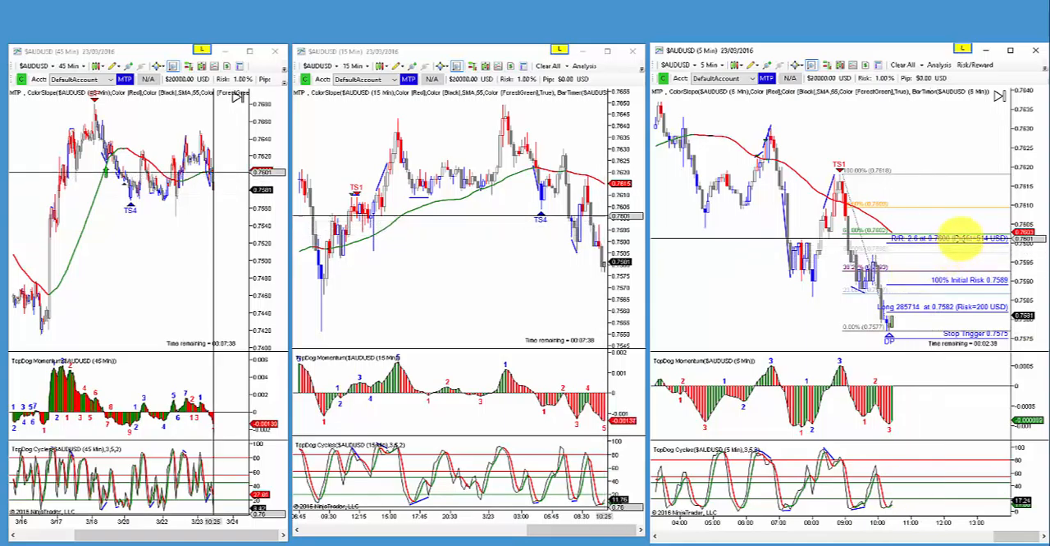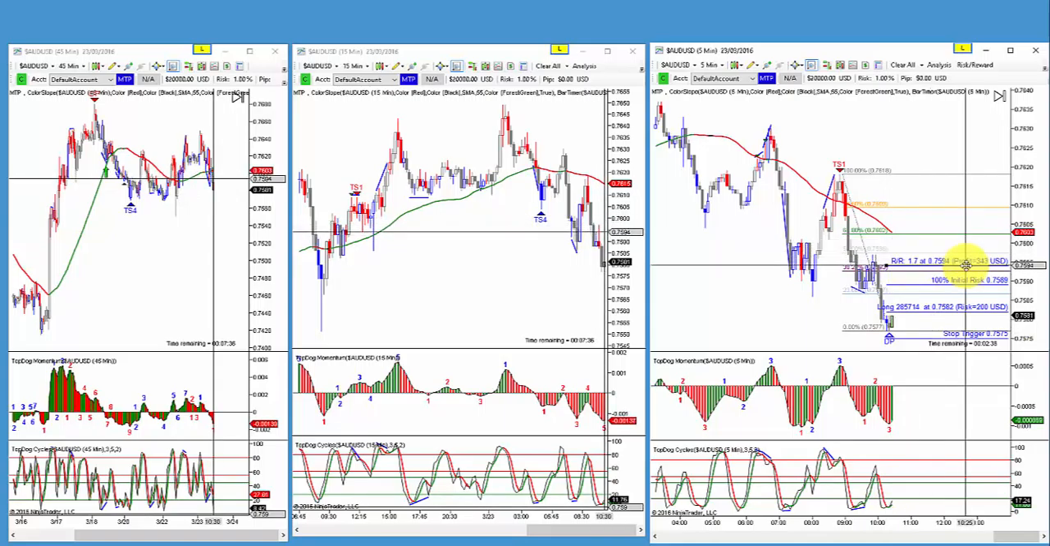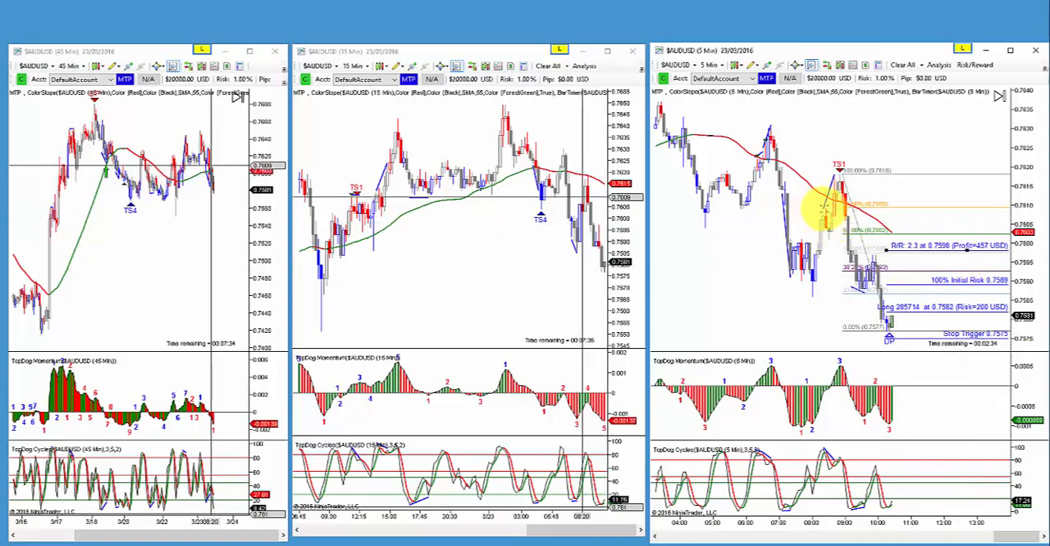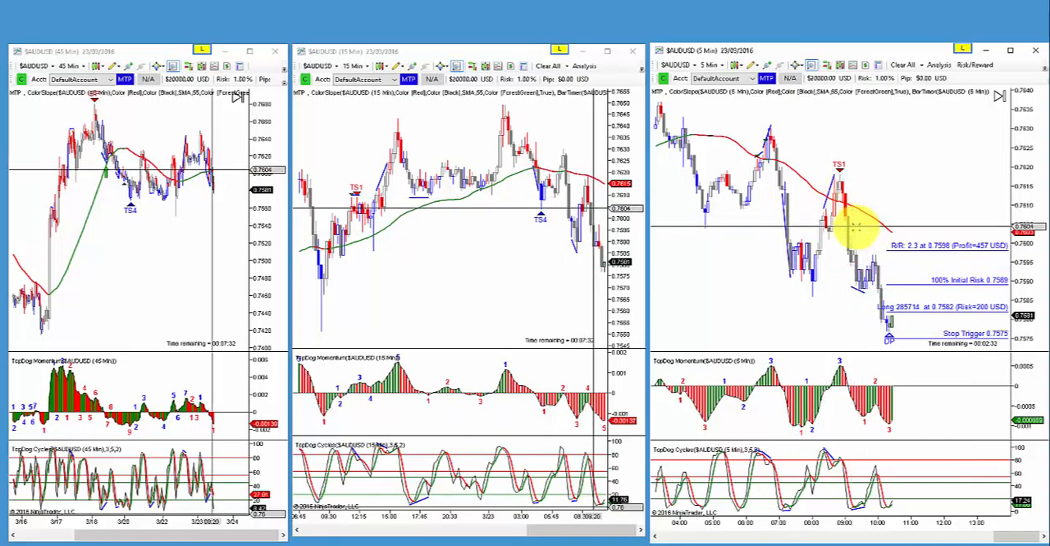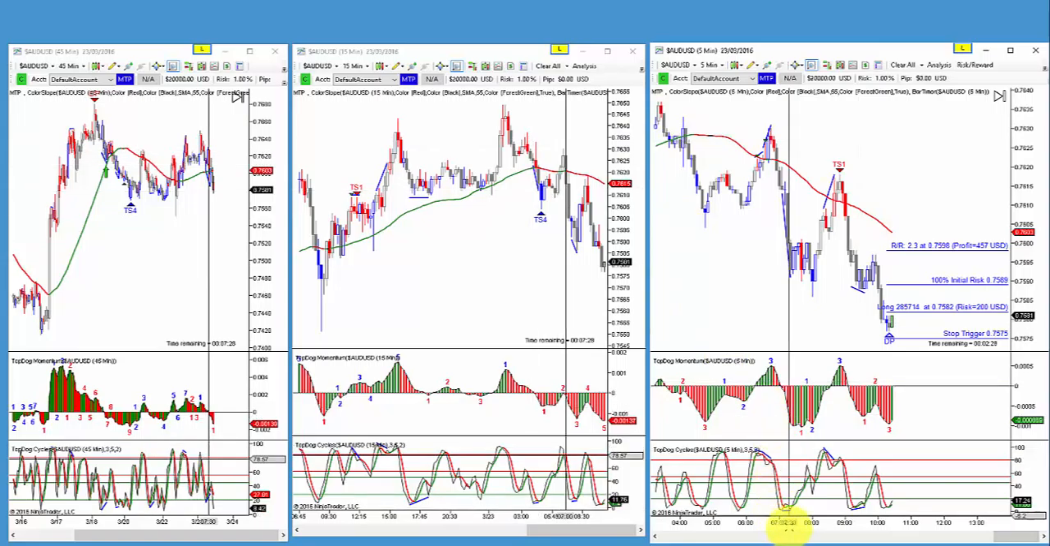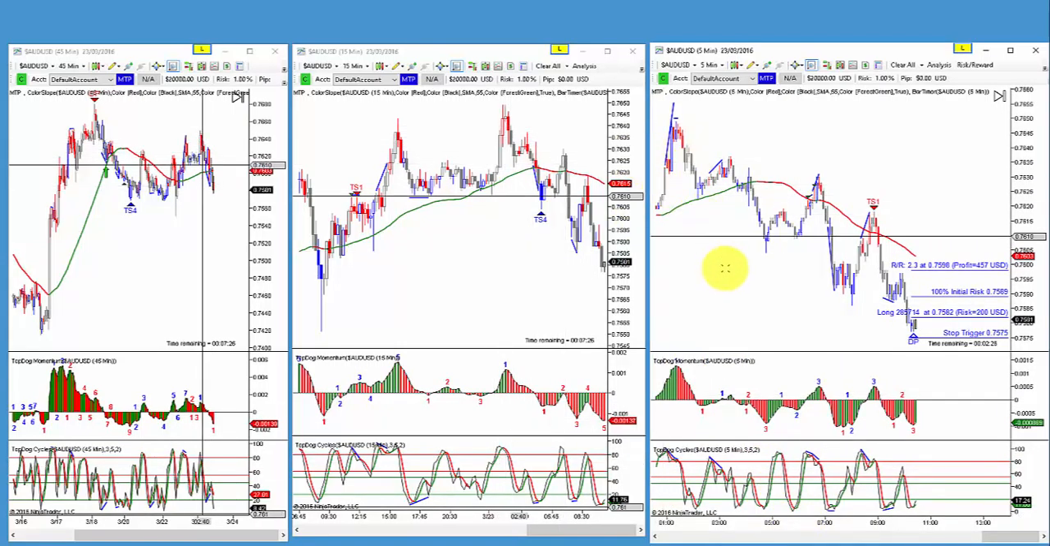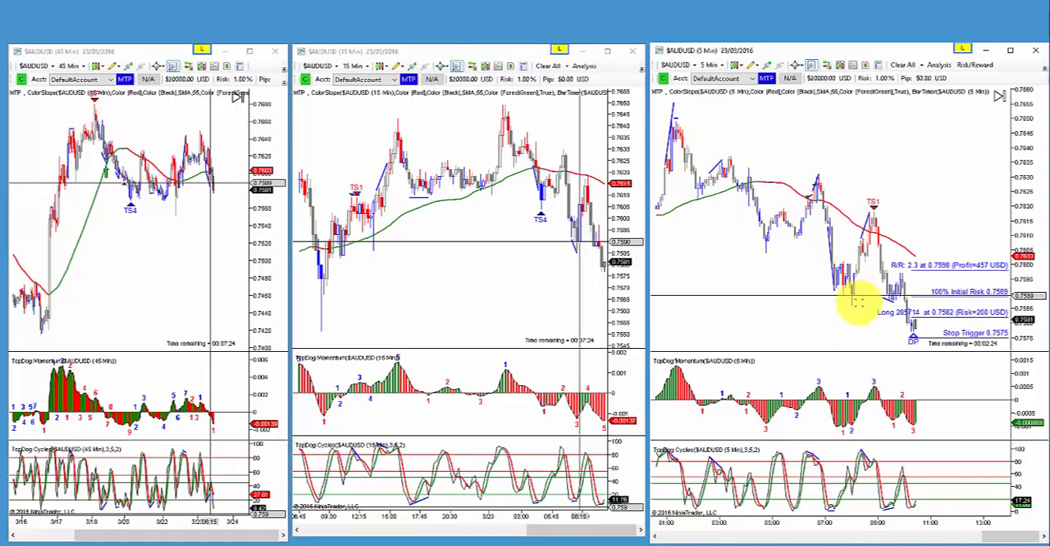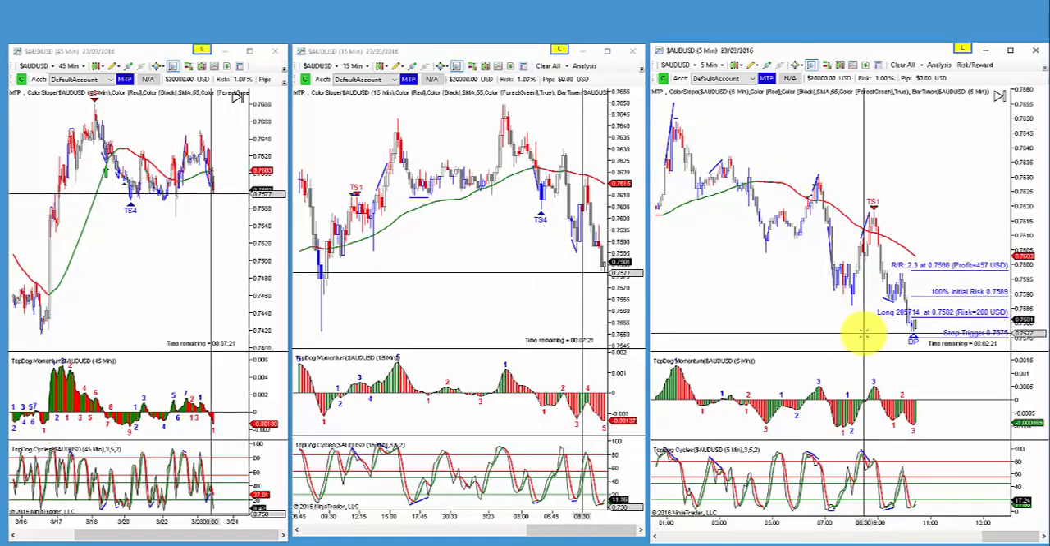So if we put the target just, let's see, a 382, it doesn't work. 2.3, let's do that for a minute out of interest. And what we've got here, in terms of swings, I've got 1, 2, 3, 4, 5, 6, 7, certainly 7 swings down. So we're looking for a reversal.